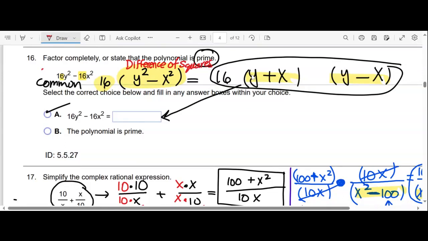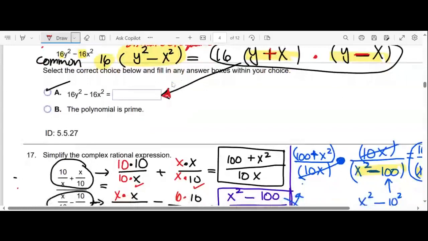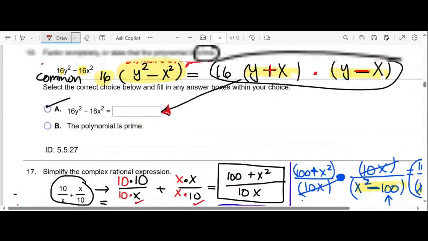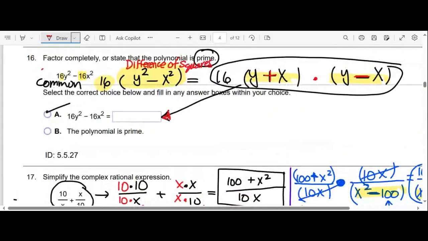So it's going to be y plus x, y minus x. That's it. That's the answer. Easy. Next one. Just a second. Well, easy.